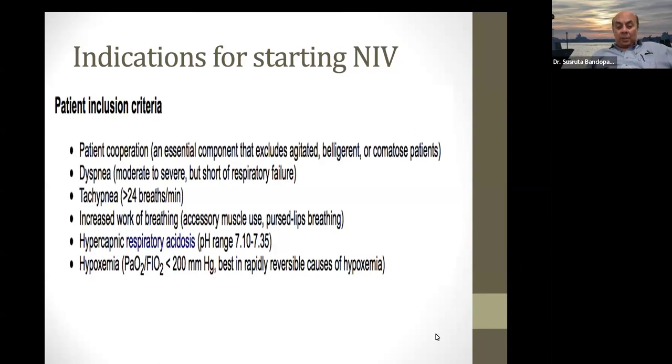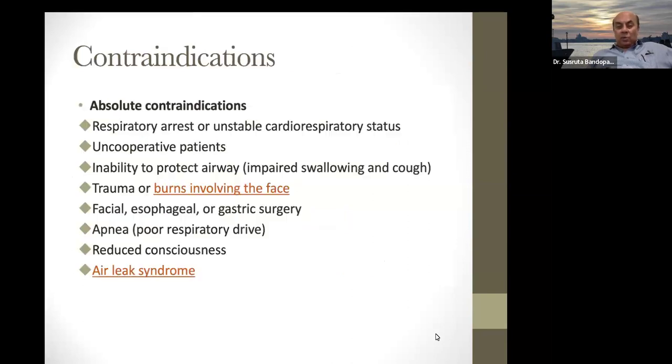Tachypnea, more than 24 breaths per minute. Increased work of breathing, accessory muscle use, pursed lip breathing, and hypercapnic respiratory acidosis, with pH in the range of 7.10 to 7.35. If it is even worse than that, then it may not be safe to start non-invasive ventilation, and the patient may be put onto invasive ventilation. Hypoxemia, PaO2/FiO2 ratio less than 200. You all know that a PaO2/FiO2 more than 300 is normal, but if it's less than that, you can use non-invasive ventilation. What are the contraindications?